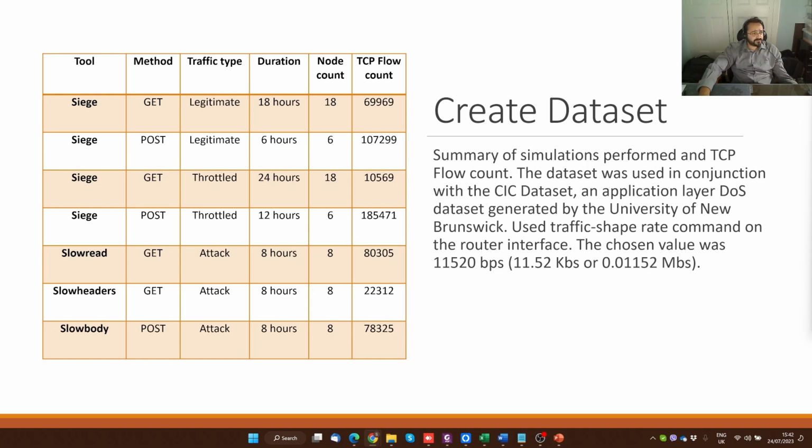So we have these kinds of attacks and this type of legitimate traffic. You have here the duration, the nodes that we used, and how many TCP flows we could collect. Also, in order to have more traffic, we used the CIC datasets in conjunction with the actual traffic that was created in this network. The resulting traffic was collected in pcap format using Wireshark, between the web server and the switch. After we collected the pcap files, we processed them using tcptrace. From there, we extracted the TCP connection parameters.